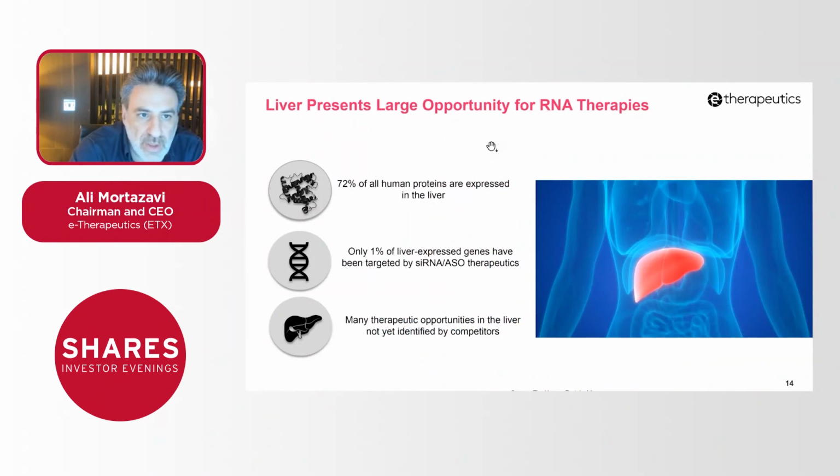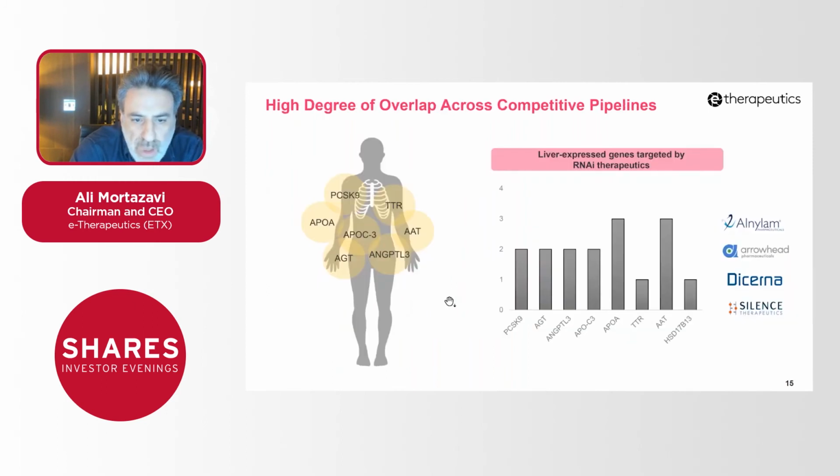The next thing was the liver. The specificity is nice, but you could also think about it as a limitation. But actually, 72%, or some statistic like that, of all human genes are expressed in the liver. Only 1% of them are being addressed now. So actually, the liver is an extremely active organ for drug discovery and the type of work that we do.